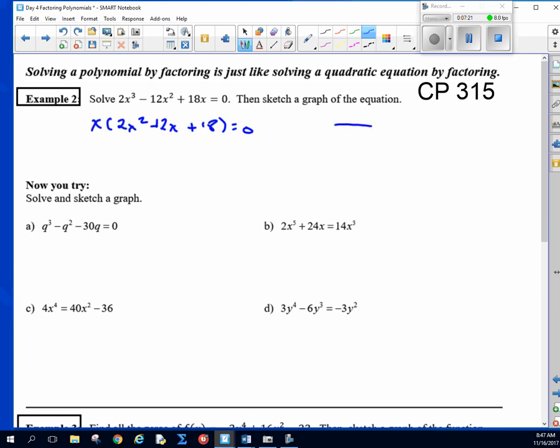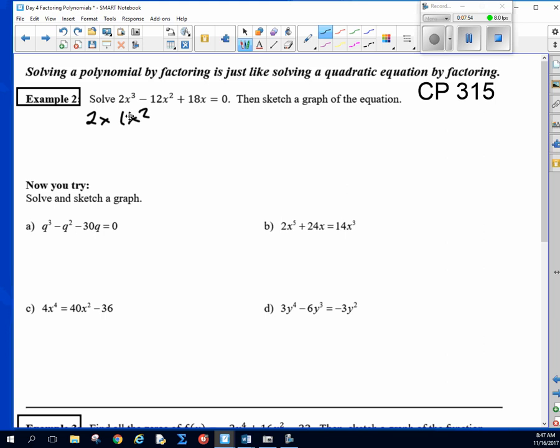Well, the question is what multiplies to be 18 and adds to be negative 12? Well, let's see, it's 1 and 18. That is 2 and 9. Well, I goofed, so I'm going to back up. I need to start all over because I actually have a greatest common factor of 2x. And that's why it wasn't working for me.